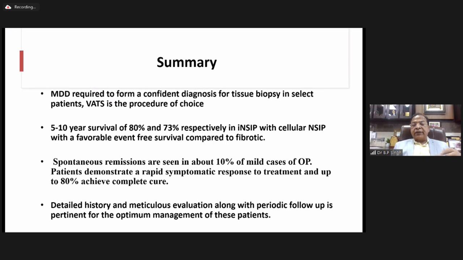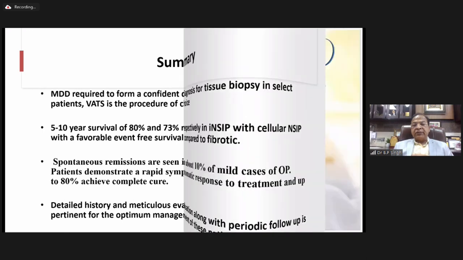MDD is required to form a confident diagnosis, with tissue biopsy in select patients, and VATS is the procedure of choice. In organizing pneumonia, the survival is very good, and in NSIP, the 5 to 10 year survival is 80% and 73% in idiopathic NSIP, with cellular NSIP having much more favorable event-free survival compared to the fibrotic one. There is spontaneous remission in less than 10% of OP patients, and patients demonstrate rapid symptomatic response to treatment, with up to 80% achieving complete cure. Detailed history and meticulous evaluation along with periodic follow-up are pertinent for the optimum management of these patients.